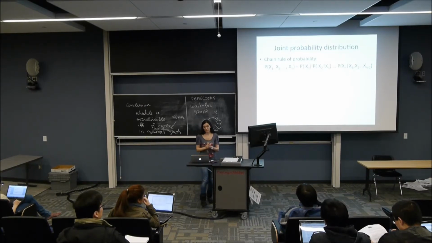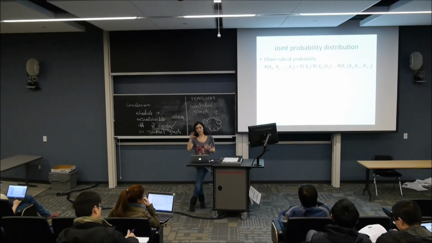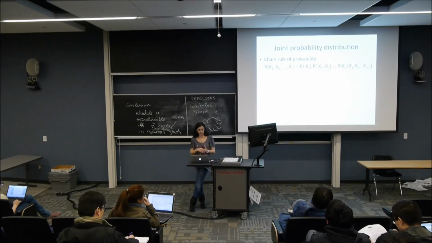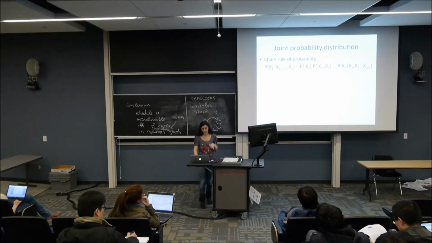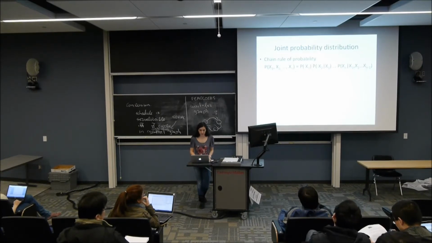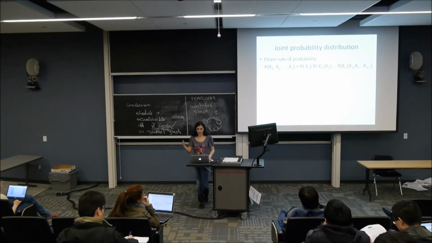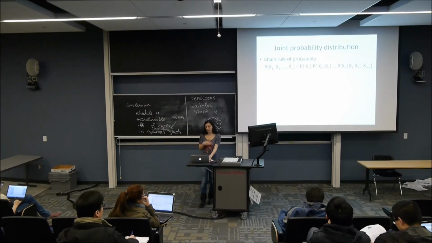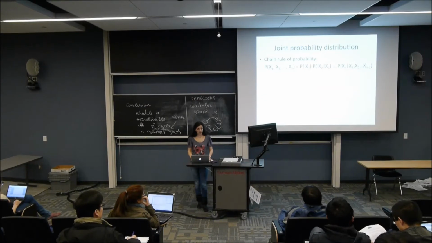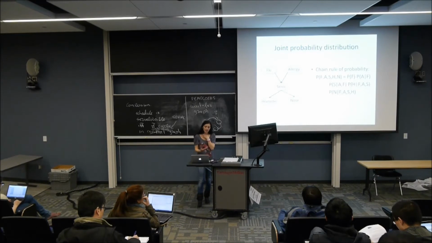Now we're going to write the joint probability distribution over all of those variables that were in our model. If we have variables x1, x2 to xn, then we can use the chain rule of probability to write the joint distribution this way. It's the probability of x1 times the probability of x2 given x1 times the probability of x3 given x1 and x2, etc., until the probability of xn given all of the other variables. Is that clear?